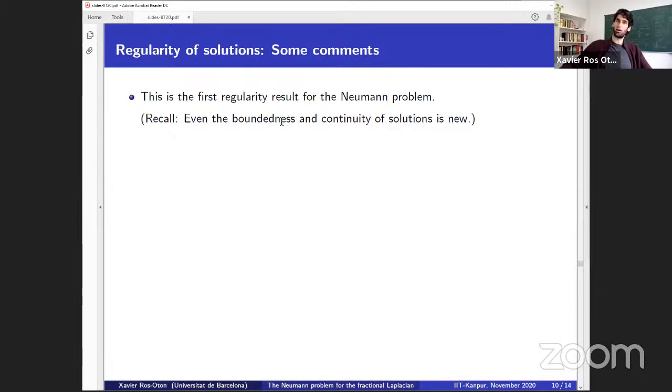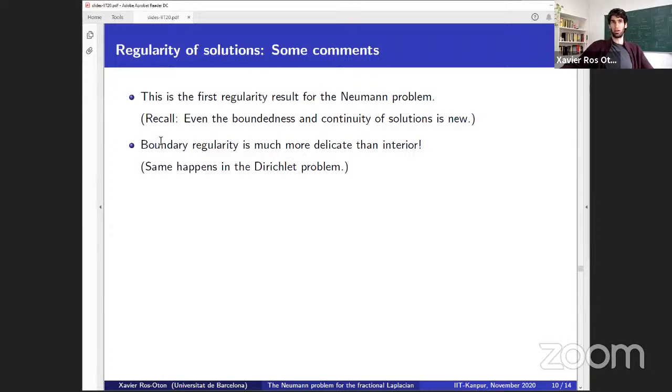There is another preprint that appeared at the same time as ours, a week before, by Serena Dipierro and Enrico Valdinoci. I don't remember if there were other authors, I'm sorry. But in it they studied Neumann eigenfunctions for the fractional Laplacian, in a general setting, and they also proved the boundedness of solutions. So boundedness was established at the same time as ours in another paper that had a different perspective. In our case and in their case, I think it was not the main result. So the difficulty was really challenging here.